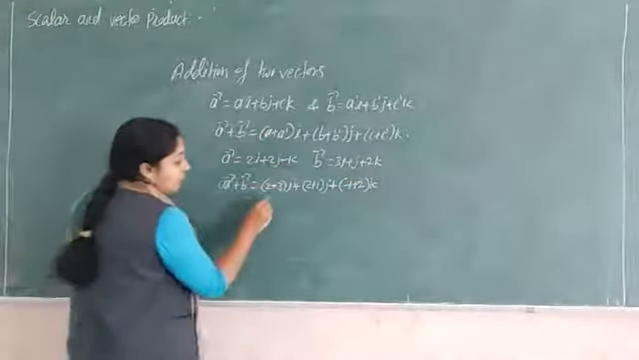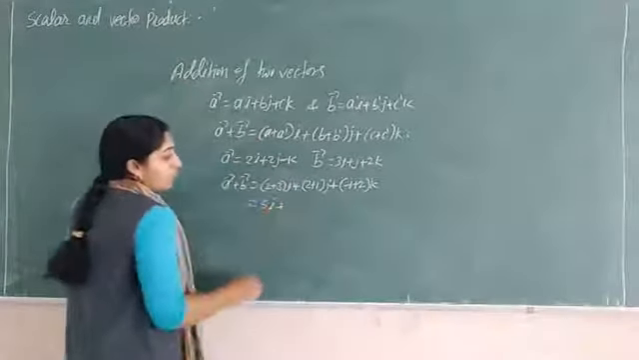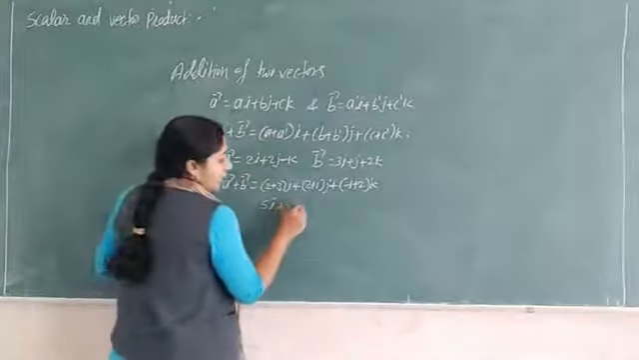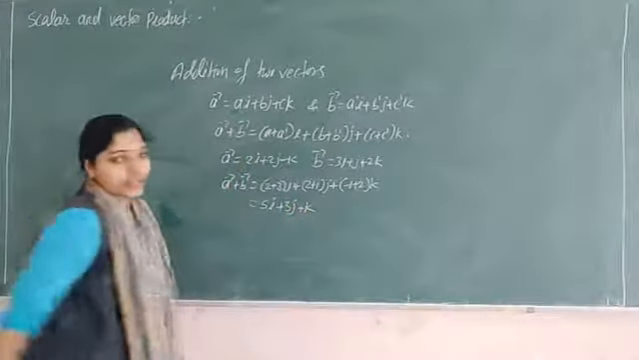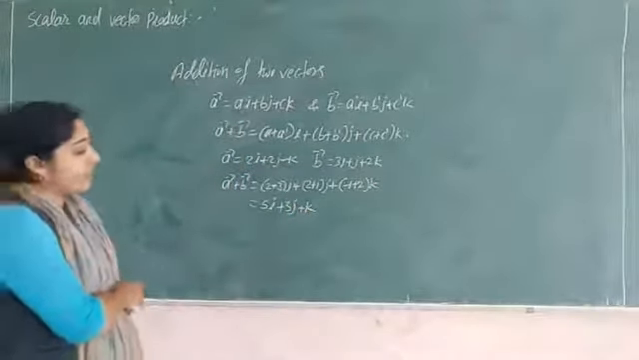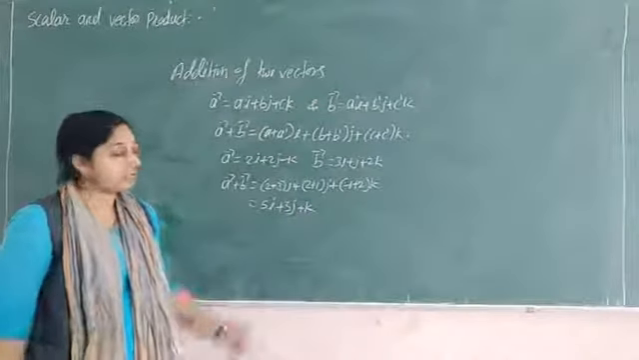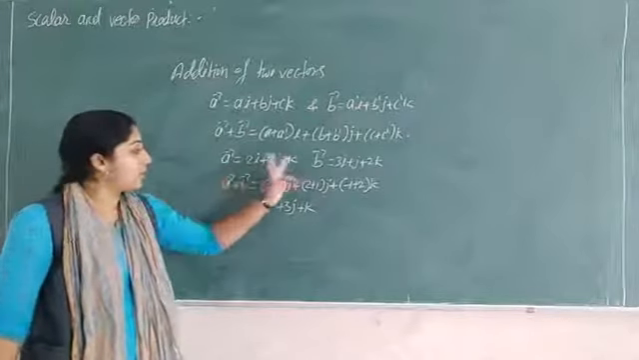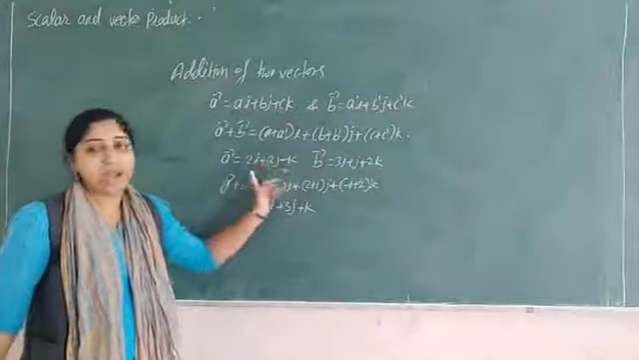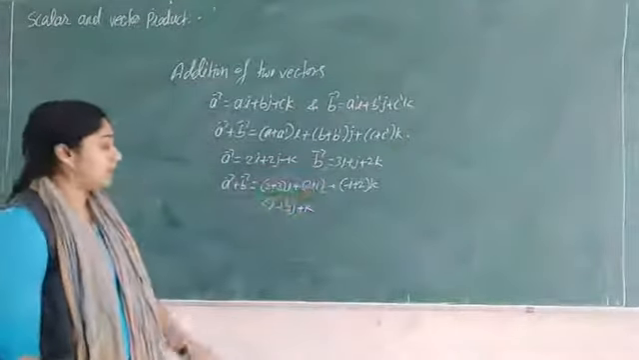Now add this. 2 plus 3 is 5, so 5i. 2 plus 1 is 3, so 3j. Minus 1 plus 2 is plus 1, so directly we can write plus k. So the addition is 5i plus 3j plus k. So this is the method to add two vectors. Add the corresponding elements.